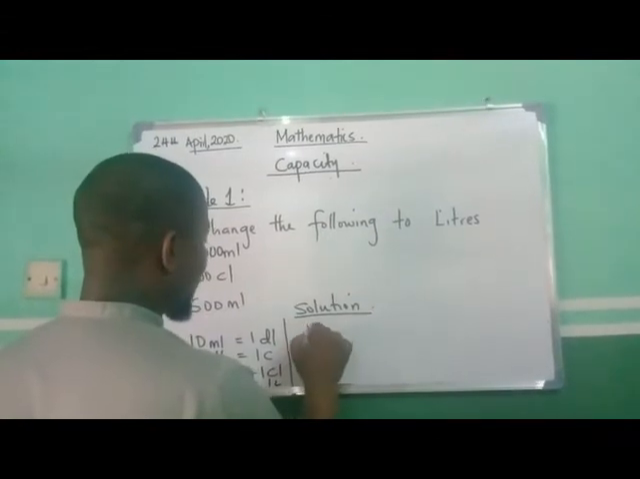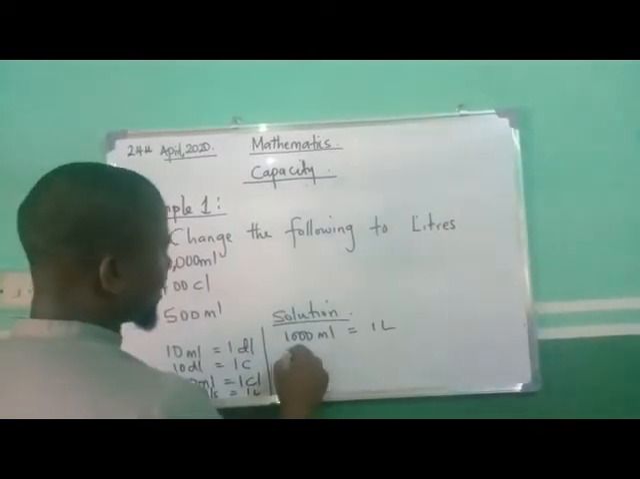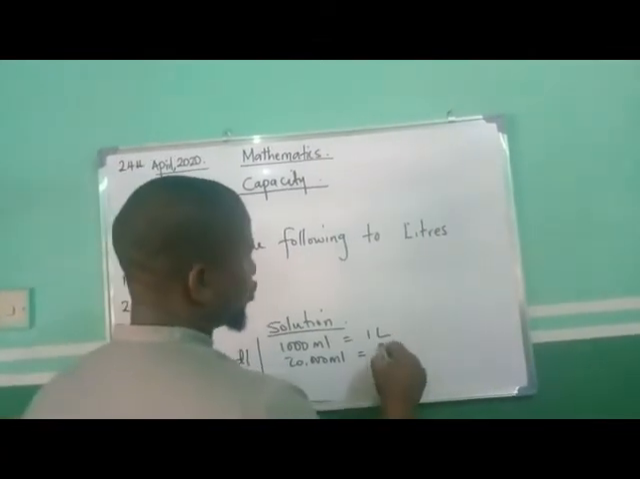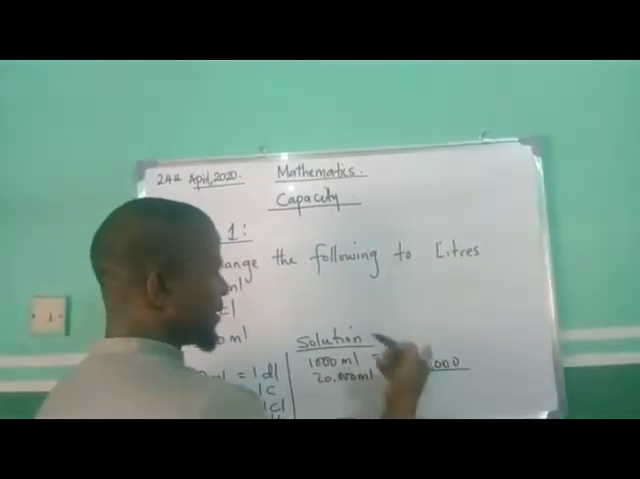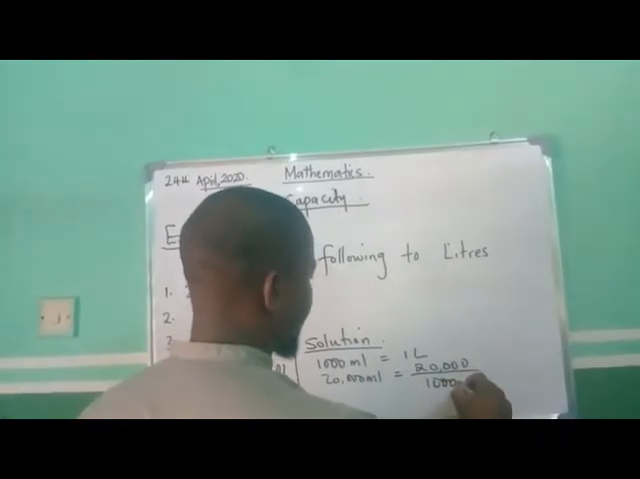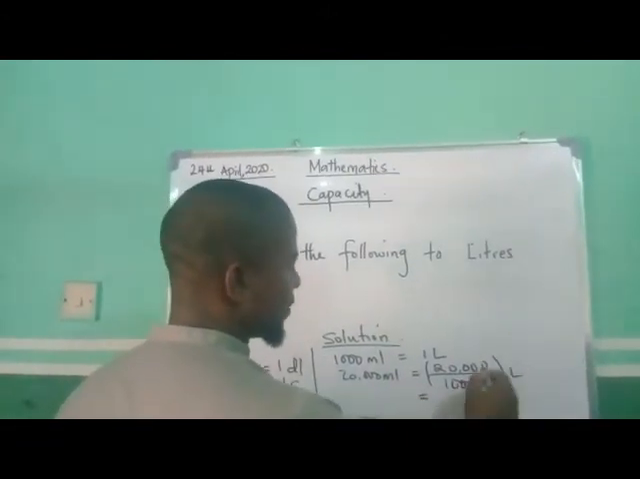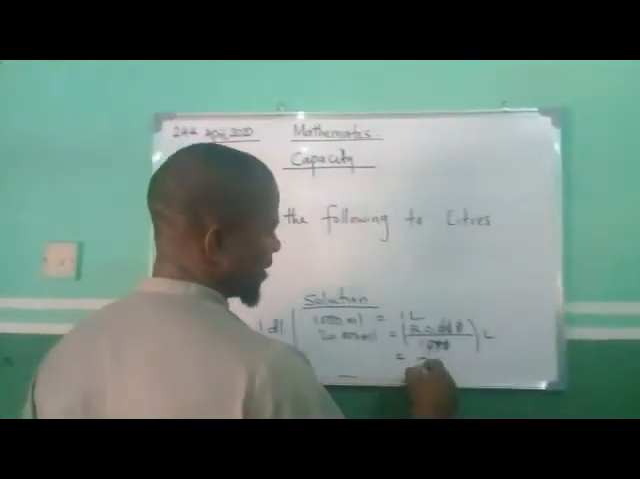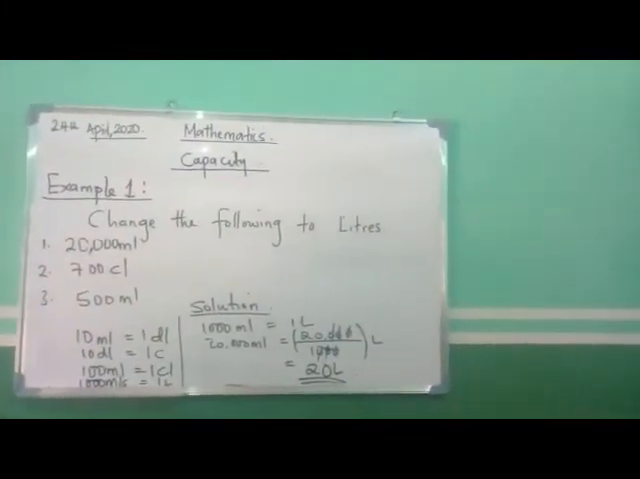Now, if 1,000 mils equal to 1 liter, that means 20,000 mils will give me 20,000 divided by the standard, divided by the relationship, 1,000, all liters. You realize that this 0 will cancel 0, 0 will cancel 0, 0 will cancel 0. I'll end up having 20 liters. Okay? 20 liters. I hope we are together.